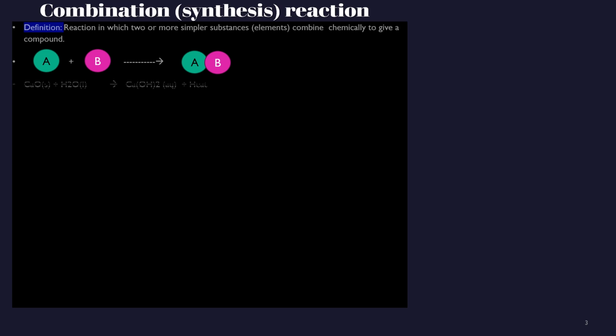The first example is preparation of slaked lime. So here calcium oxide combines with water to give calcium hydroxide and releases heat. So any reaction in which heat is released is called an exothermic reaction. So this is the best example of an exothermic reaction.